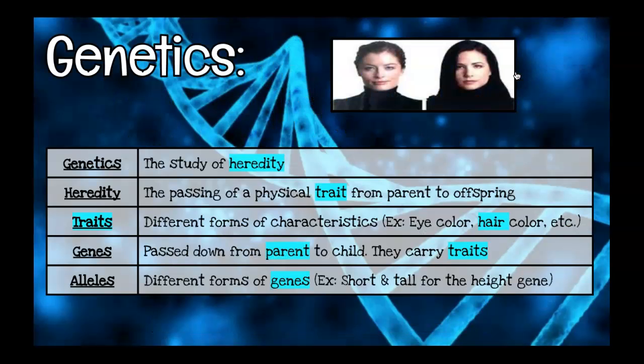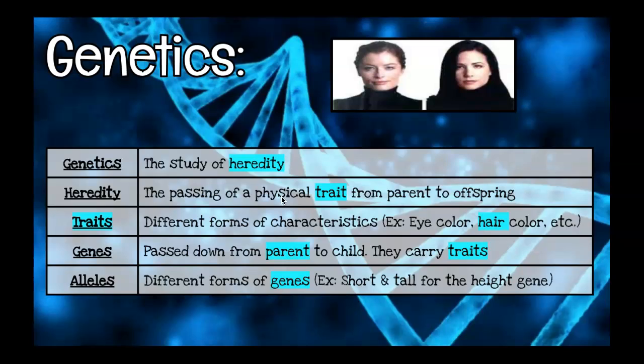So let's talk about genetics. A couple of key terms and definitions you need to know. Genetics is the study of heredity. Well, what in the world is heredity? Heredity is the passing of a trait from parent to offspring. So if dad has blue eyes and you ended up with blue eyes, that is because you inherited it. It's heredity, okay? It's hereditary. So genetics is the study of the passing of traits from parent to offspring.